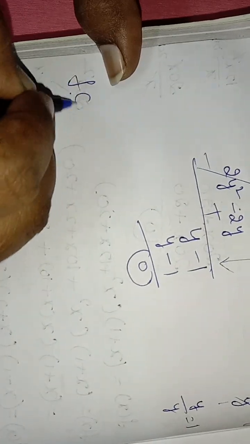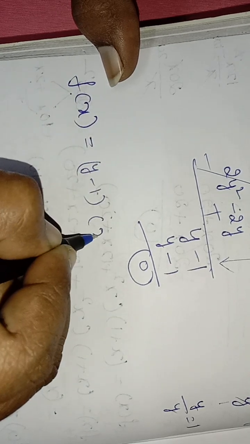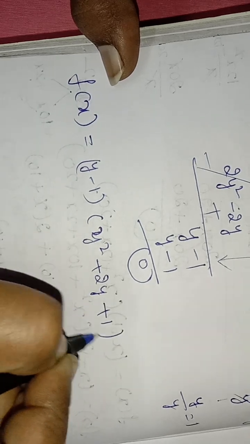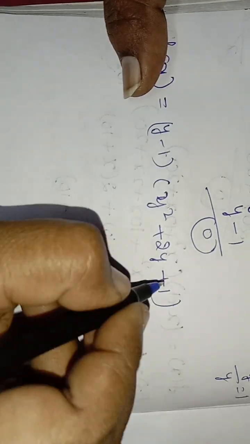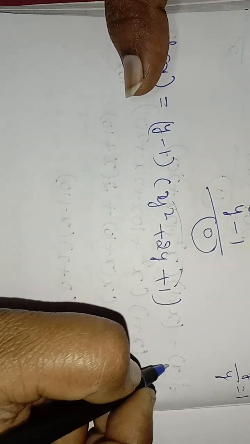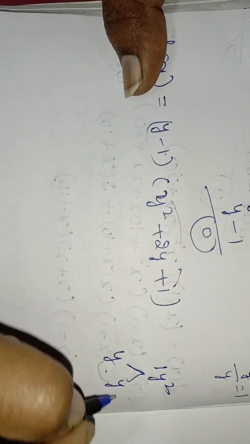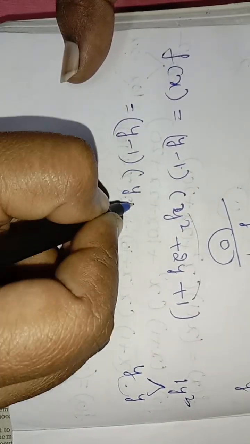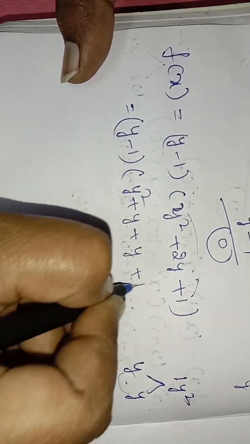So f of y can be written as the product of y minus 1 into y square plus 2y plus 1. Now again we have to factorize this equation. So find the product, 1y square, y into y you will get y square. After addition you will get 2y. So directly we can write y minus 1 into y square plus y plus y plus 1.